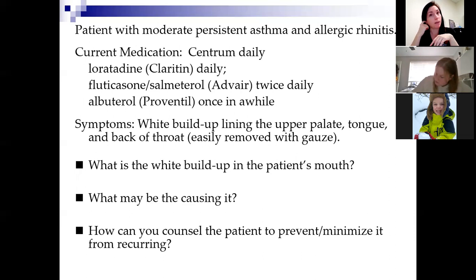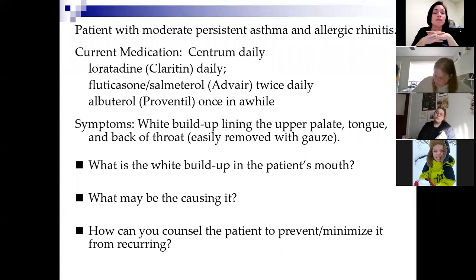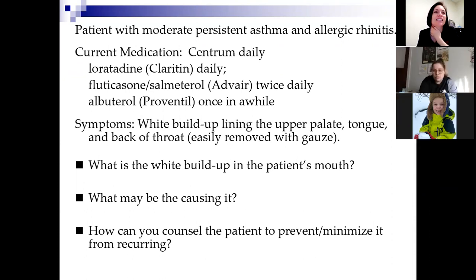So what would the white buildup in the patient's mouth be? Thrush. Yeah, fungal infection, candidiasis, or thrush. Yep. And which one of those medications is causing it? Albuterol. Try again. Close. Proventil. It's Advair, but it's the other one.